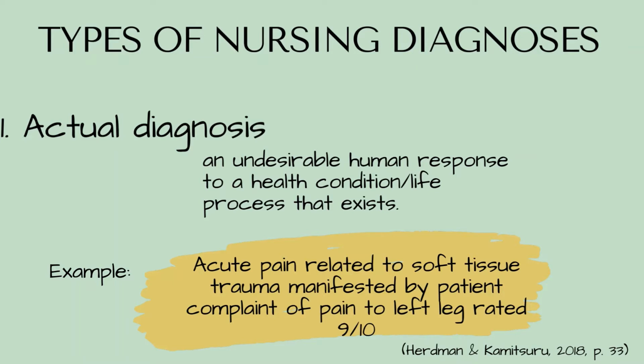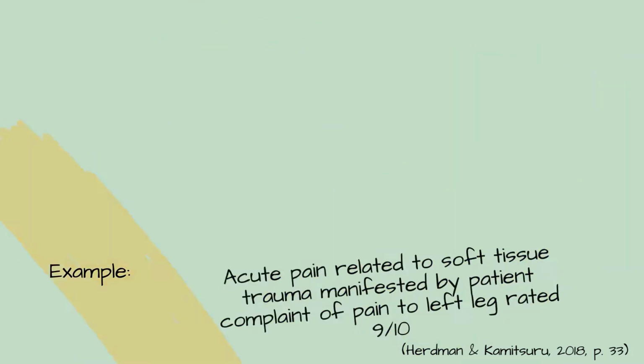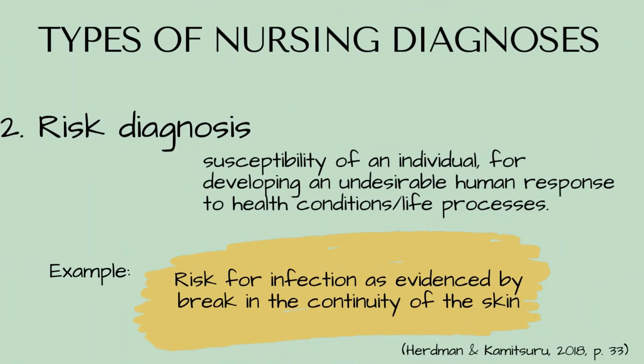Nurses write this diagnosis to represent their judgment about an undesirable human response to a health condition or life process that actually exists. Actual nursing diagnoses can be written for an individual, family, group, or community. For example, the actual nursing diagnosis displayed here is written for a patient who is feeling pain in their left leg. The next type of diagnosis nurses write is the risk diagnosis.